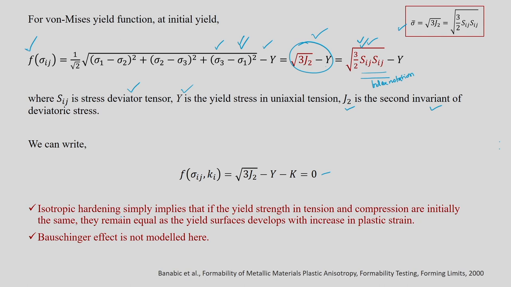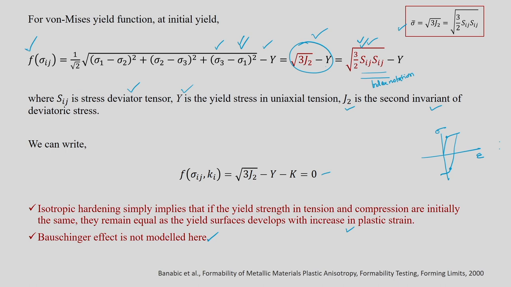Okay, so now isotropic hardening simply implies that if the yield strength in tension and compression are initially the same, they remain equal even in further deformation with increase in plastic strain, which means Bauschinger effect is not considered here. So I think we have also studied this in bending and springback. If you take sigma versus epsilon, so you deform it like this, and then you unload it, and then you go this way, you will see that there is no change in yield strength because of softening in the compression side. They remain equal. Which is what is a general assumption we are making here.